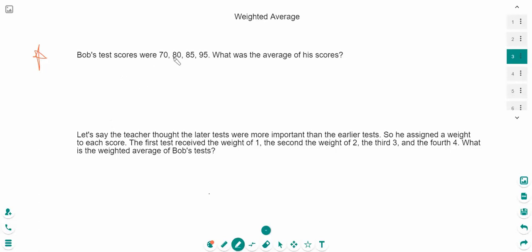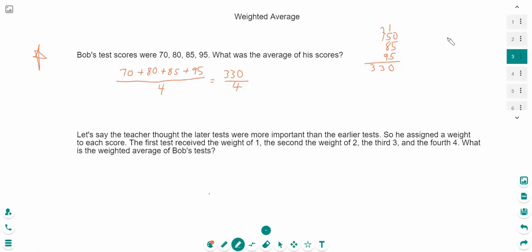Okay, so how do we find the average for Bob's test scores? Well, we simply add up all of his scores, 70 plus 80 plus 85 plus 95, and then we need to divide that by the number of test scores that there are, and there are 4. So we'll divide that by 4. If we take 70 and 80, that's 150, and then we have an 85, and then we have a 95. If we add these up, we end up with 330. Maybe I better double check my math here. Yeah, that looks good.